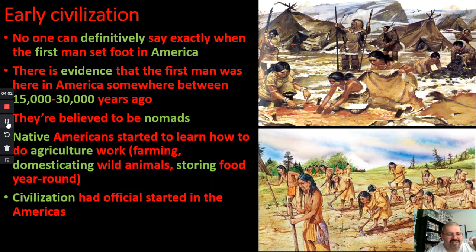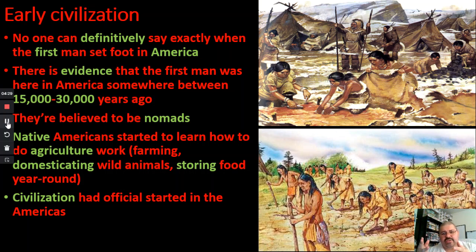But again, no one can say definitely on this day at this time, this is when the first person crossed the ice bridge into the North American continent and set foot. No. Our best guess, based off the data and the research and evidence, says between 15 to 30,000 years ago, the first group of nomads came over. And that's what they were believed to be, nomads.